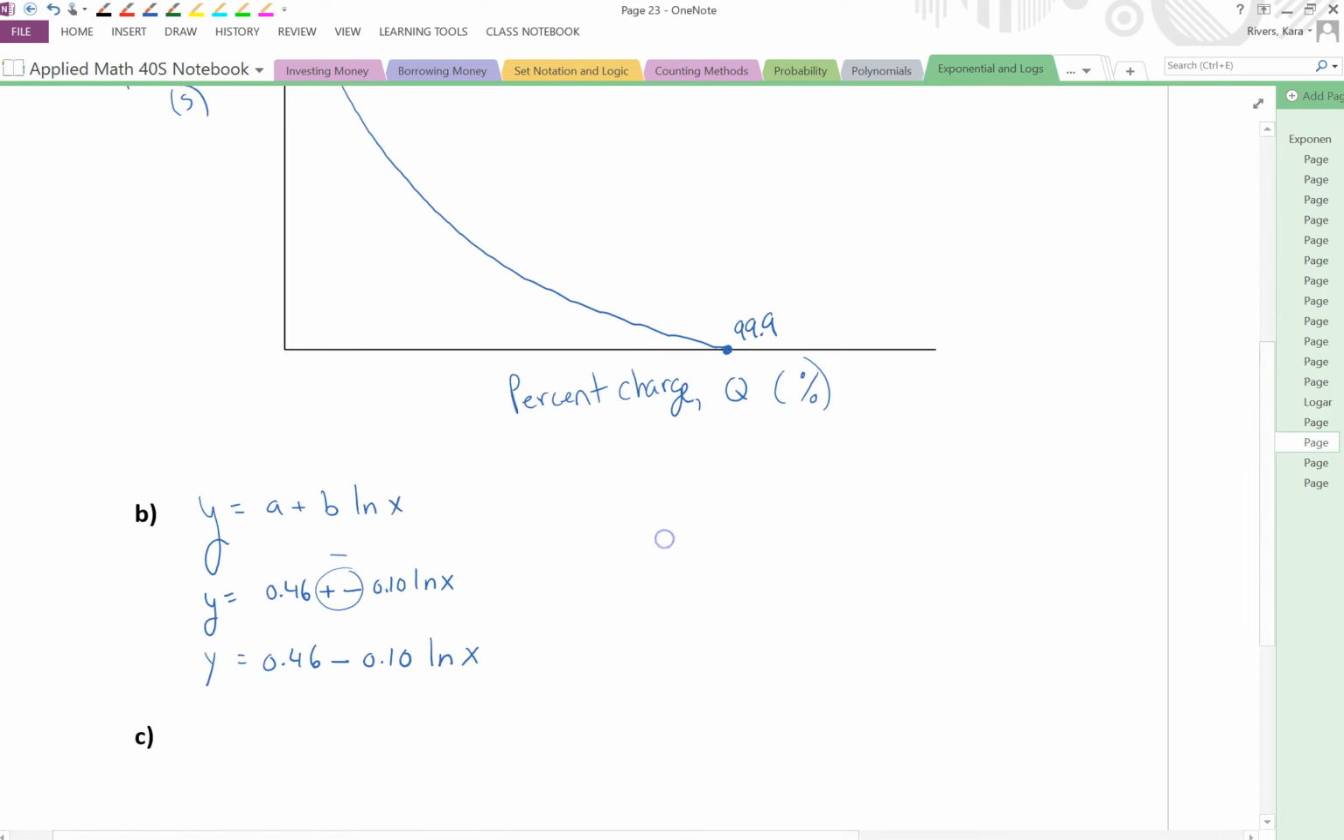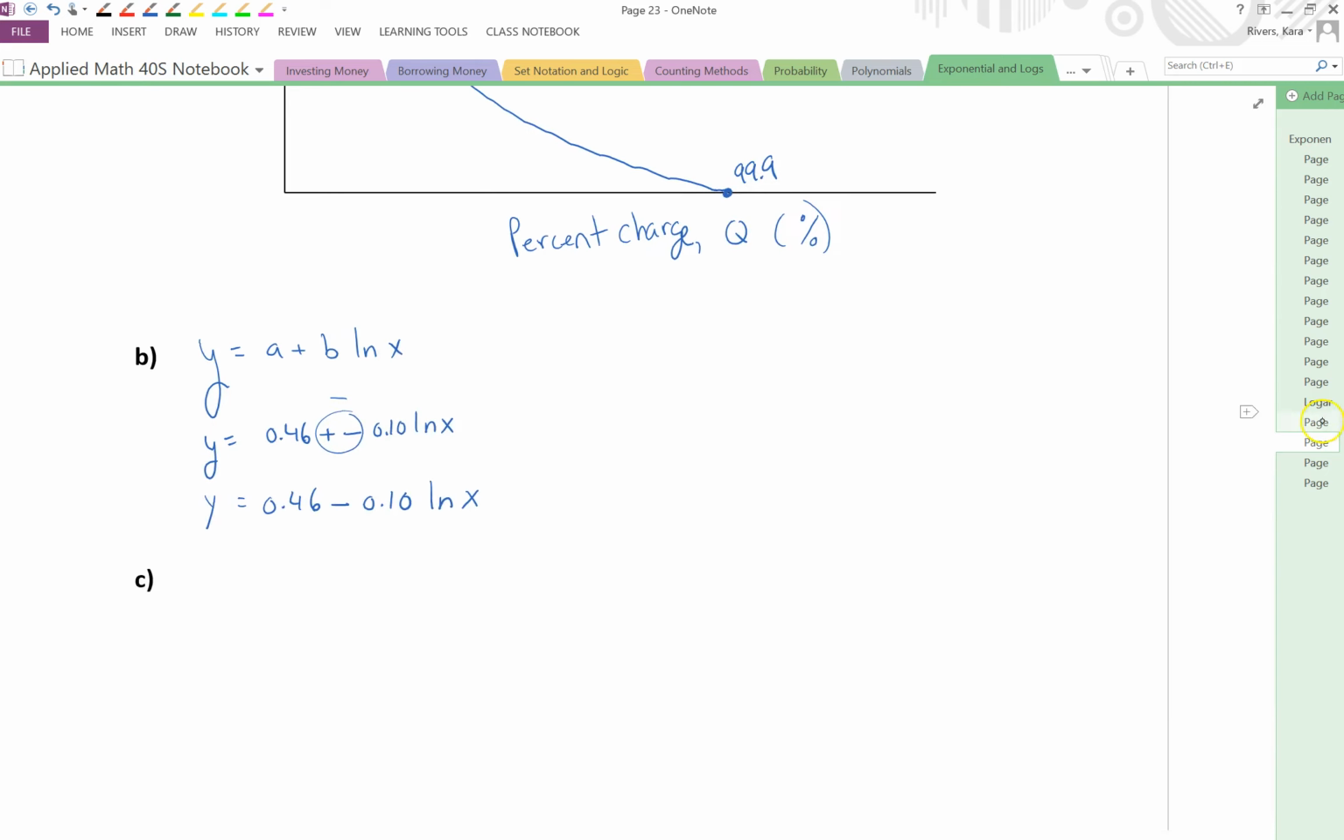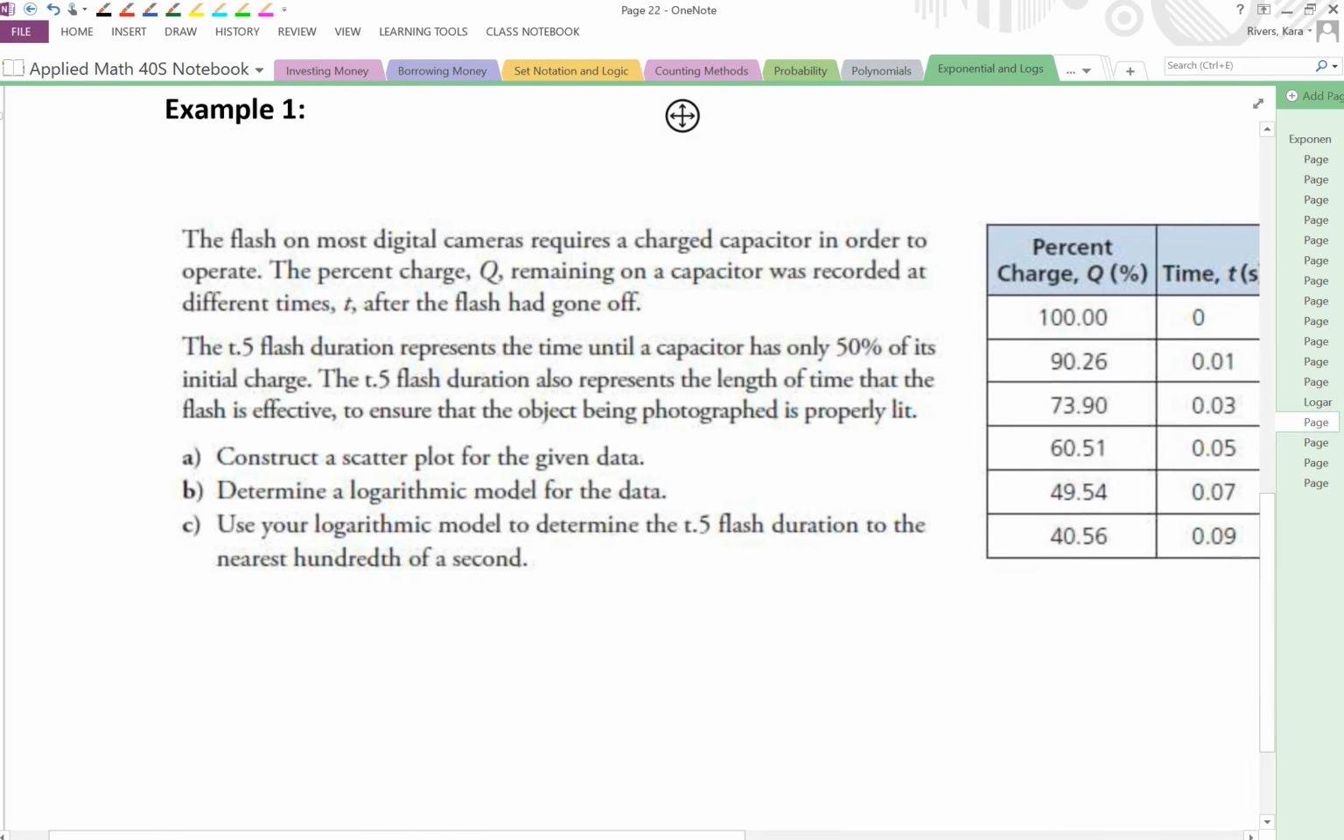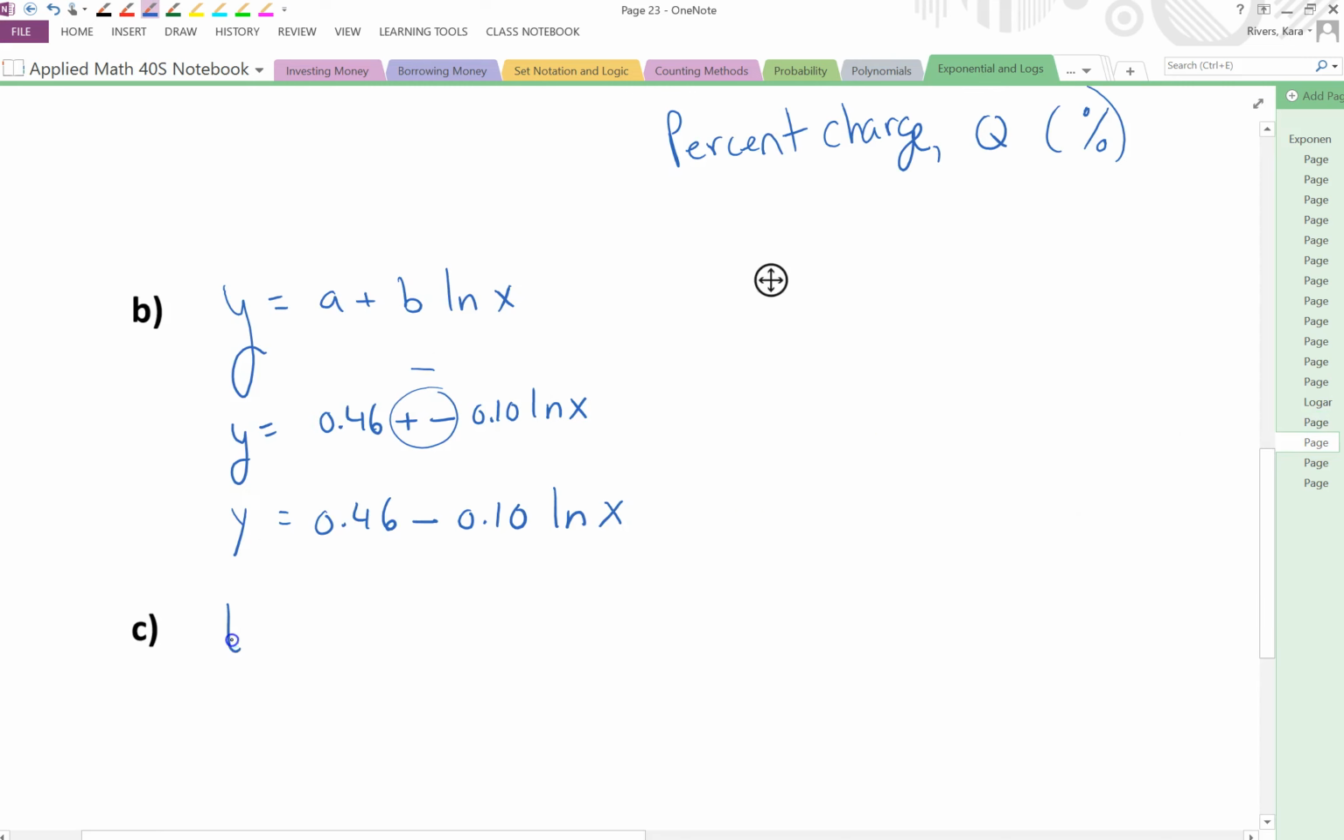All right, the last piece of information we're trying to figure out for this example, it says use your logarithmic model to determine the T5 flash duration to the nearest hundredth of a second. So that means that's the 50%. So T.5 means a percentage of 50%. So we're setting x equal to 50%.